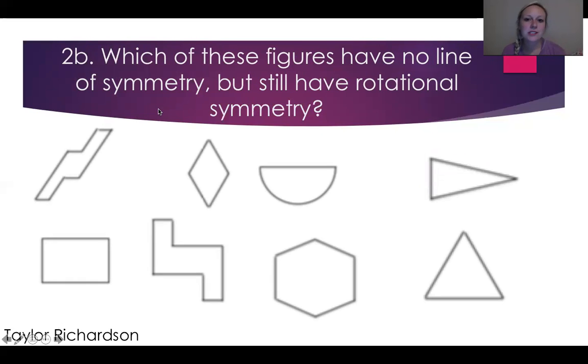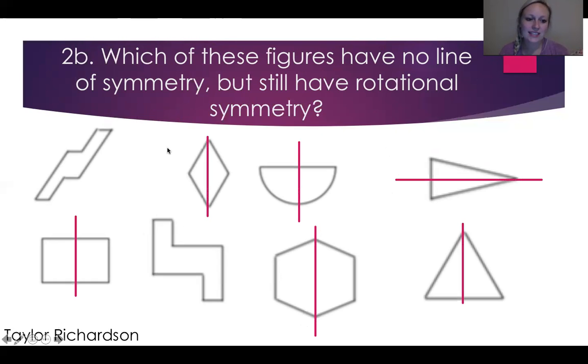Okay, part B. Which of these figures has no line of symmetry but still does have rotational symmetry? So this is the opposite of what we were just doing. We want to find figures in here that don't have any lines of symmetry. That means we can't draw a line anywhere. If we draw a line and see that it is the same on both sides, then that means it has a line of symmetry, and we are not looking for that right now.